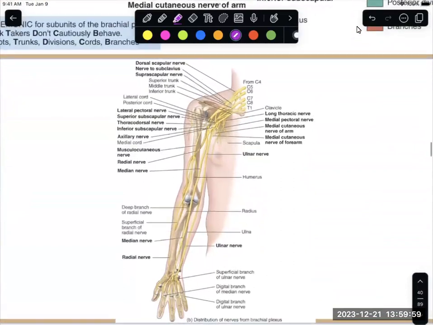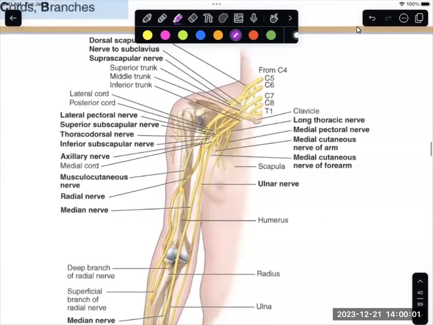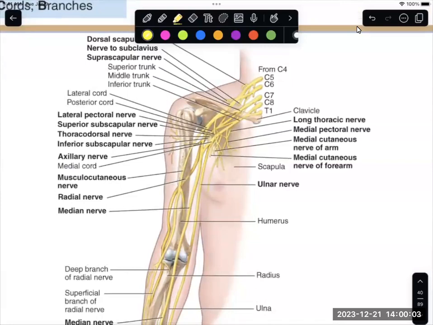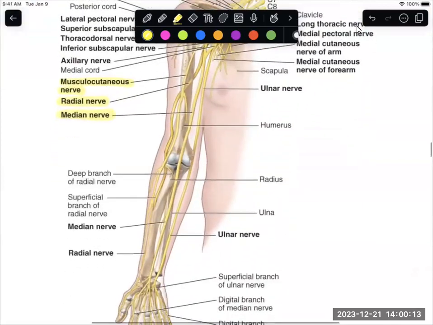So here's this brachial plexus as it goes all the way down the arm. There's that musculocutaneous nerve that is going to that biceps brachii, that radial nerve that wraps around and goes behind the arm, the median nerve that literally goes down the middle of the arm all the way down, and then that ulnar nerve that is going down that medial side.